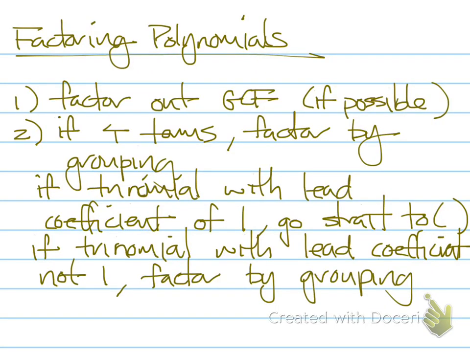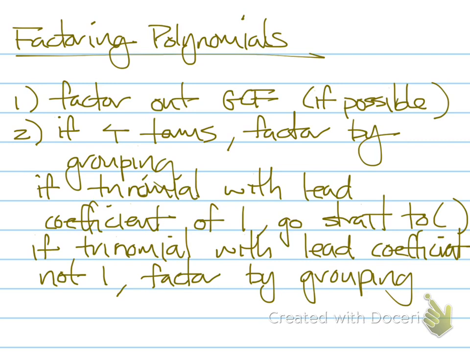In this lesson, we're going to be factoring polynomials. First thing you want to always do whenever you're factoring polynomials is factor out the GCF, greatest common factor, if it's possible. And then next you want to check the number of terms in the polynomial. If there's 4 terms in the polynomial, you want to factor by grouping.